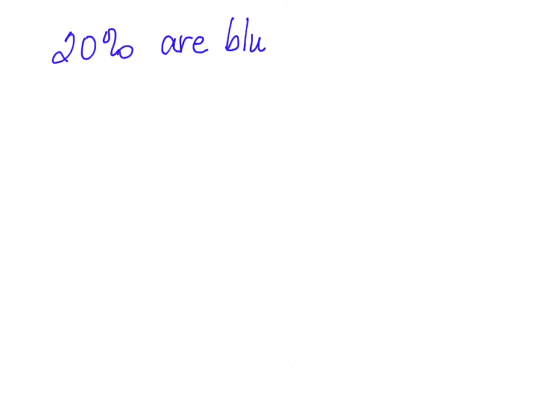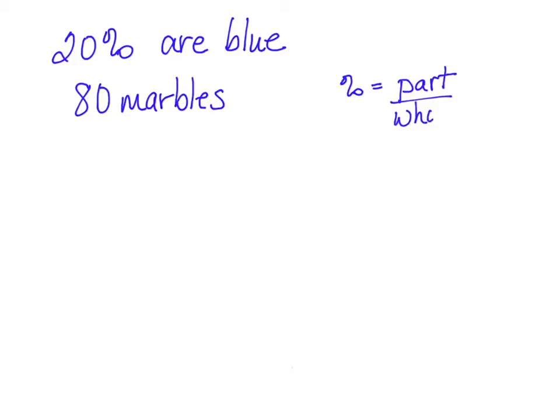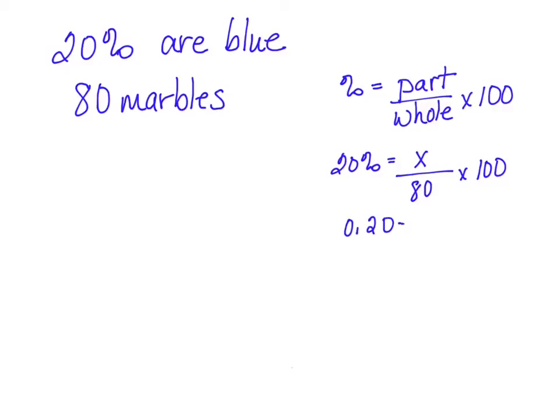Now let's look at the second example where 20% are blue and we have 80 marbles. We're going to set up this problem very similarly to the previous one. We're going to write our equation for percentage, and then we're going to plug in our known values. Just like before, the number of marbles given is the whole, so we end up with 20% equals x over 80 times 100.